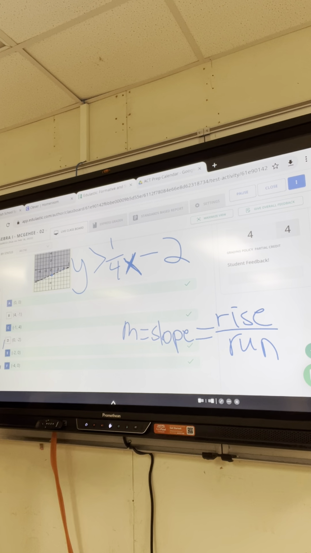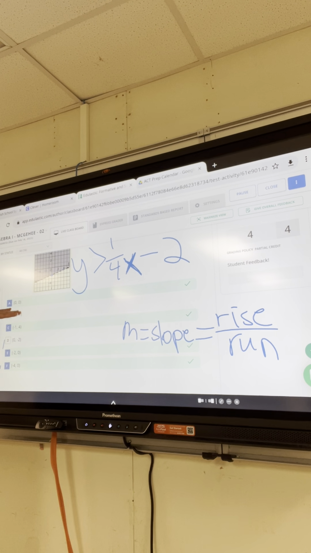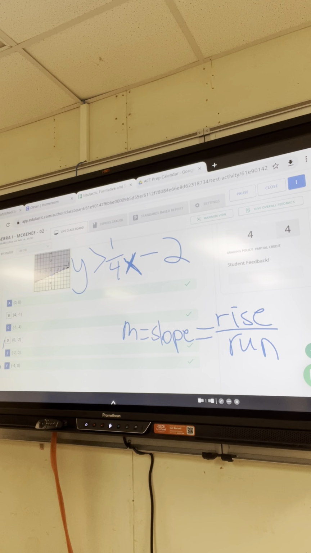If you're graphing an inequality, the first thing you do is treat it like it's just y equals mx plus b, like a regular equation. Figure out what your line is. Then figure out if it's dashed or solid. And then figure out if you're going to shade above it or below it. That's how we graph inequalities in 2 variables.